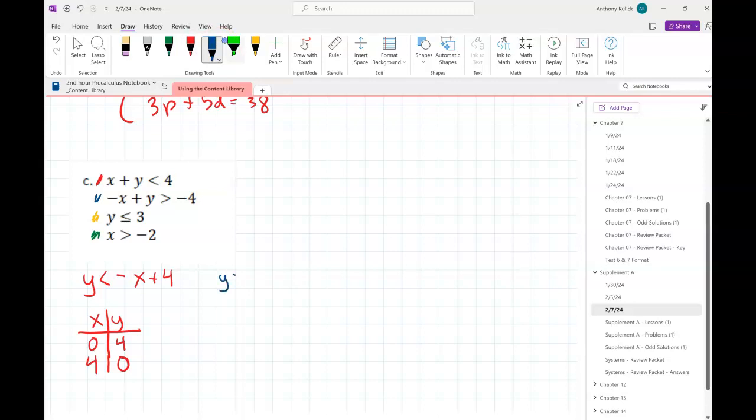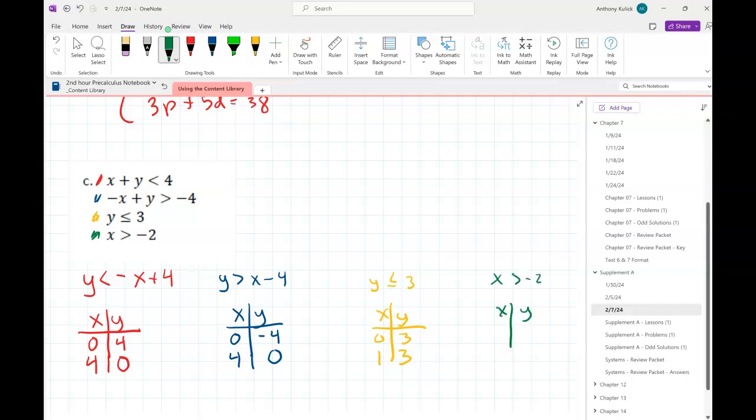I'll do the same thing over here. I'm going to add x to both sides this time. Now, what do I do if there's no place to plug an x in? It doesn't matter because whatever the x is, the y is still 3, right? And same thing over here. If there's no place for a y, well, then it doesn't matter what the y is, the x is always -2. So far, so good? Yeah. Okay.